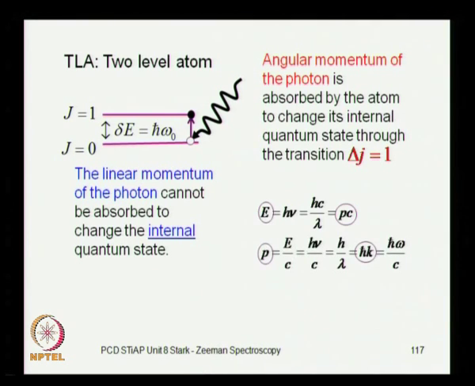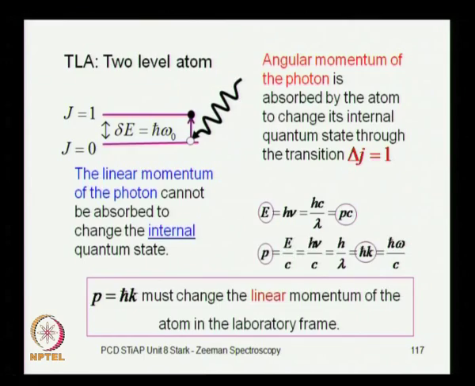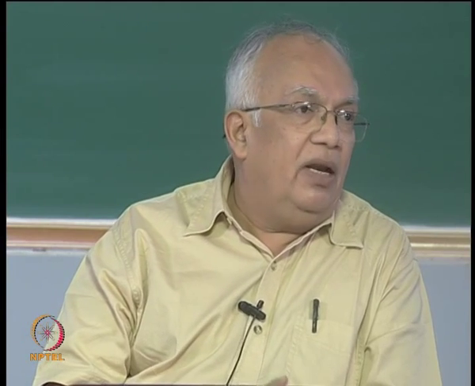And if you look at the expression for energy, which is equal to PC, which are my initials, and there is absolutely no coincidence about this, the momentum is h cross k. So, this momentum which is absorbed from the photon must change the momentum of the atom in the laboratory frame. So, this is where the change in velocity of the atom will result. Let us see how this process actually takes place.